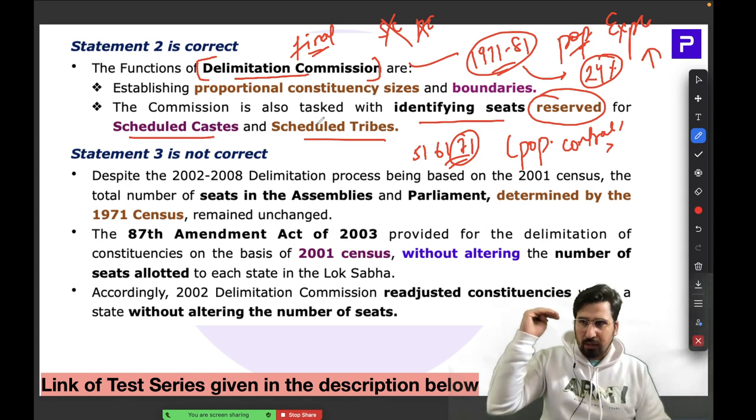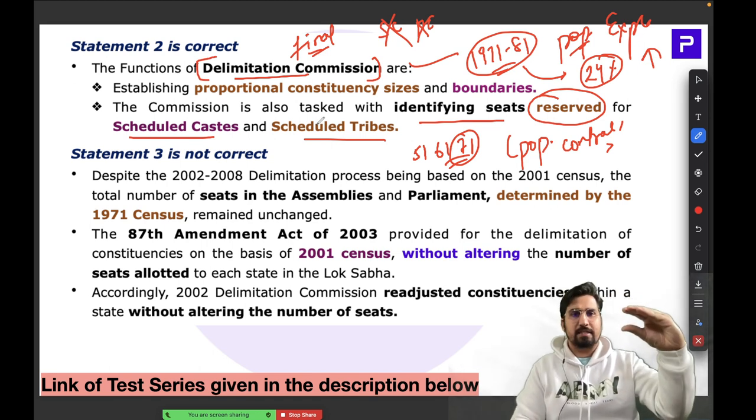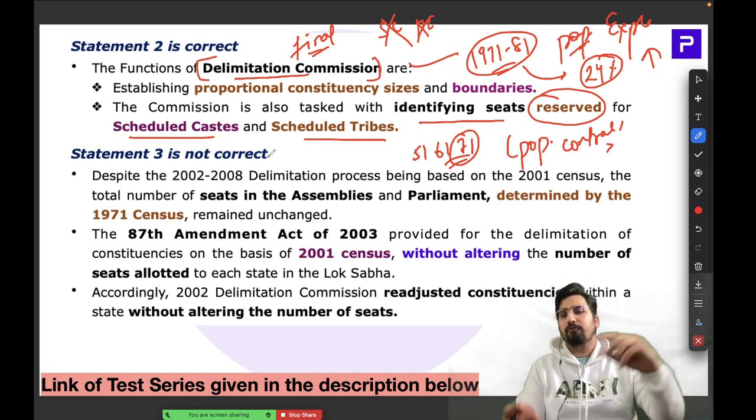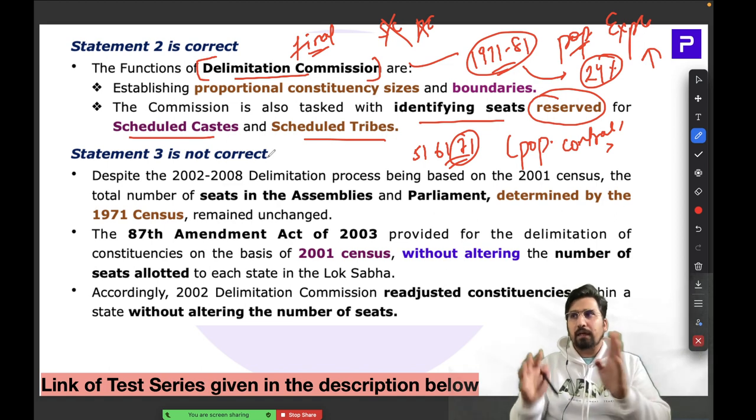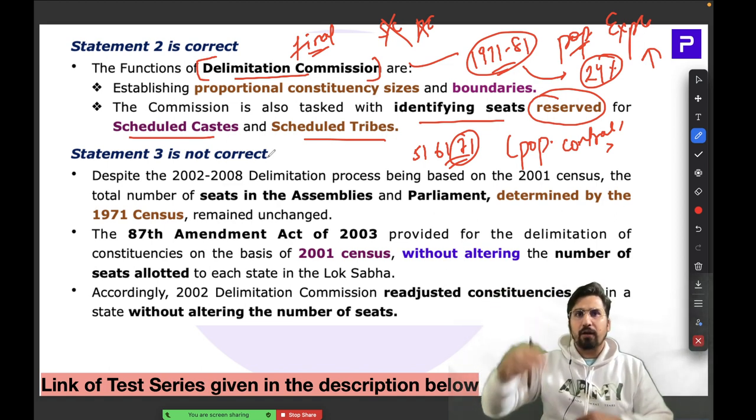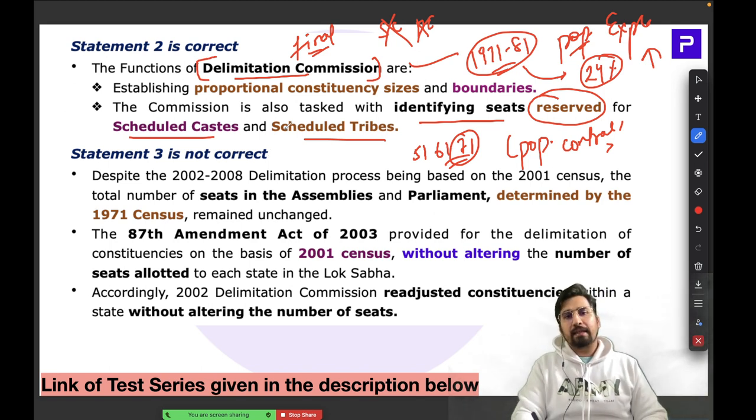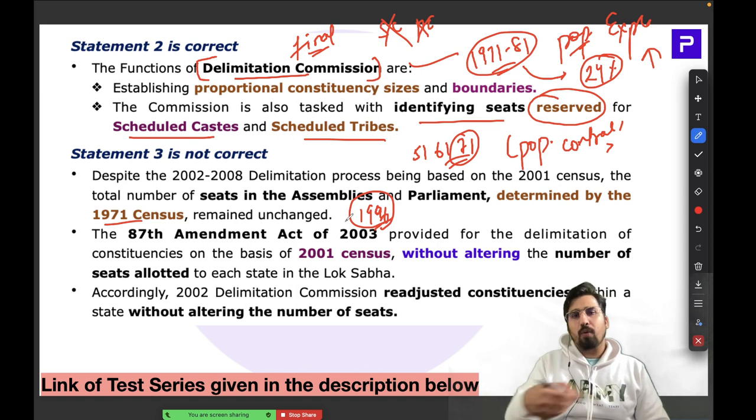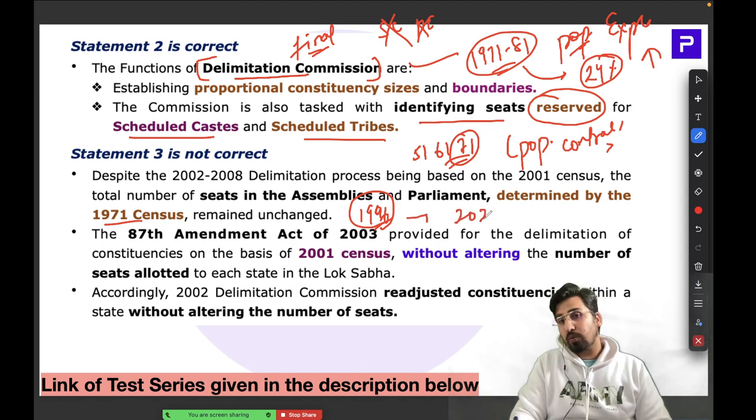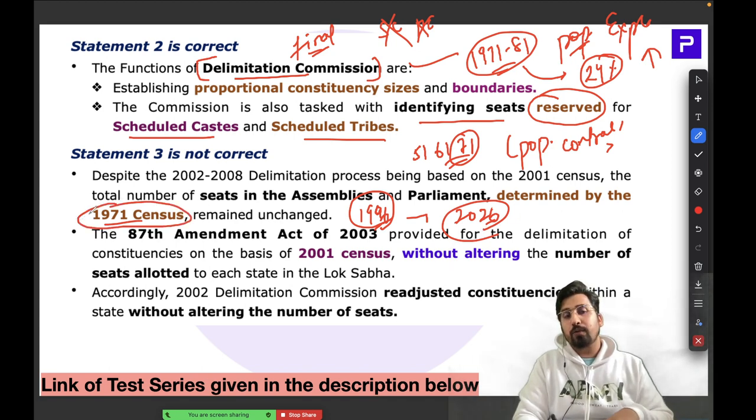So to disincentivize this kind of thing, it was decided that the 1971 census is to be considered for the number of seats, so that the states can focus and are not incentivized to increase their population just for the sake of political representation. And the same thing was carried on. This was done till 1996. In 1996, another commission, another inquiry was made. And now, till 2026, the 1971 census is going to be the fixed one.